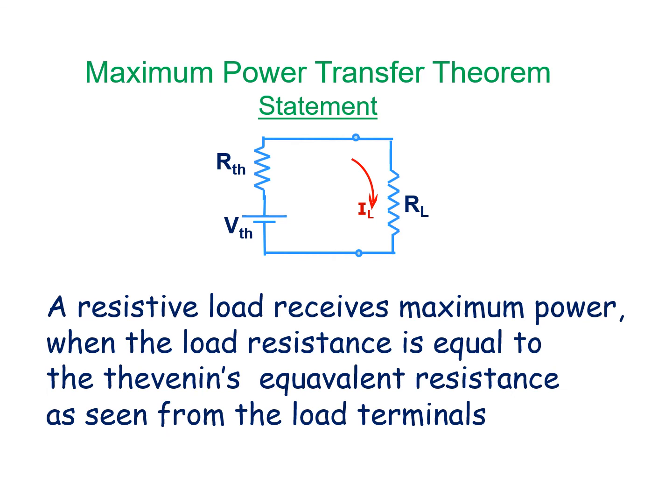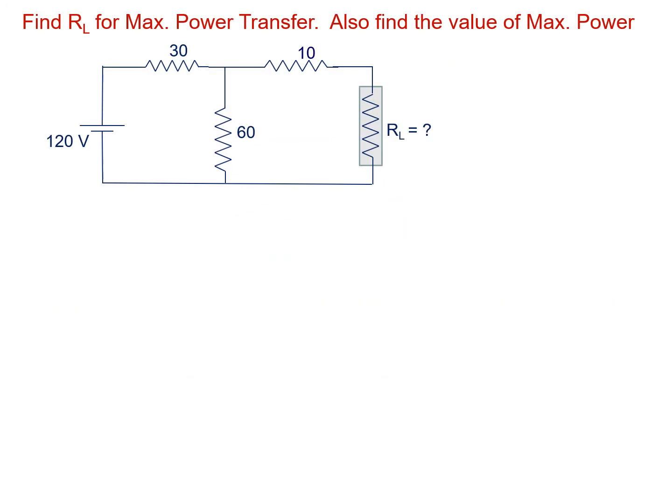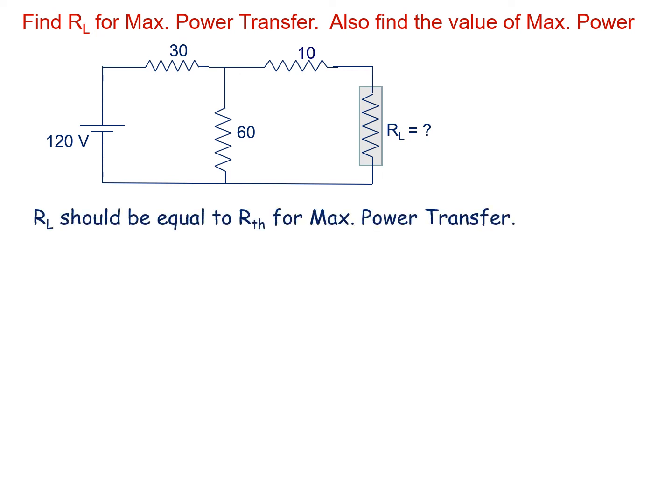Maximum power transfer theorem statement. A resistive load receives maximum power when the load resistance is equal to the Thevenin's equivalent resistance as seen from the load terminals. Find RL for maximum power transfer into the load. Also find the value of the maximum power. RL should be equal to R Thevenin for the maximum power transfer into the load.